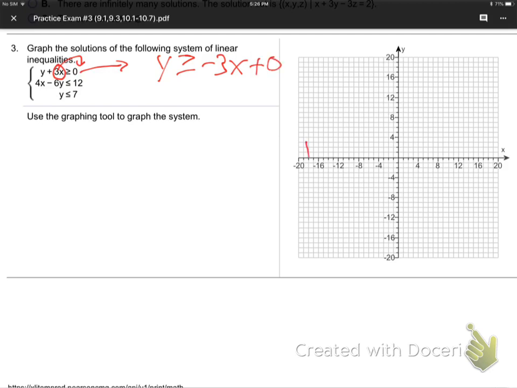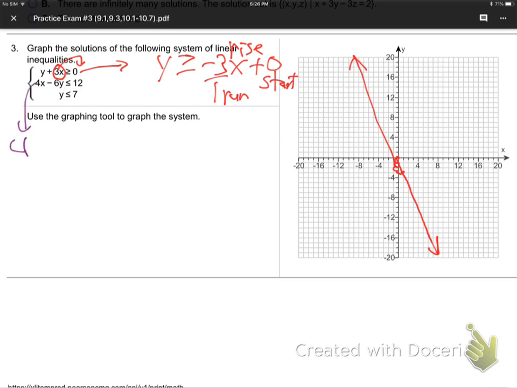So this is where we start, at a height of 0 right there. And then we go minus 3 over 1, rise over run for our graph. So down 3, down 1, 2, 3 over 1. So right there. So there's that line.